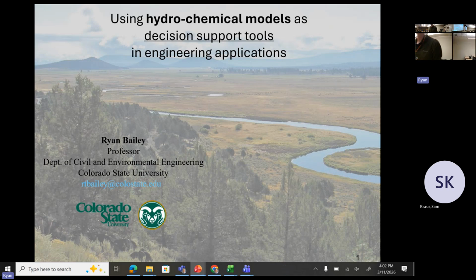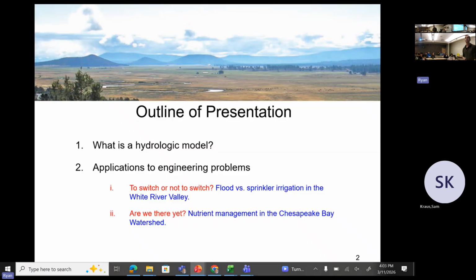So we do a lot of work with model developments, groundwater models, watershed models. I'll just share 2 examples today about how we use these models as decision support tools to answer some engineering questions. And I'm going to start pretty basic and then kind of build up from there in case anyone here has not done hydrologic modeling before or is familiar with that.